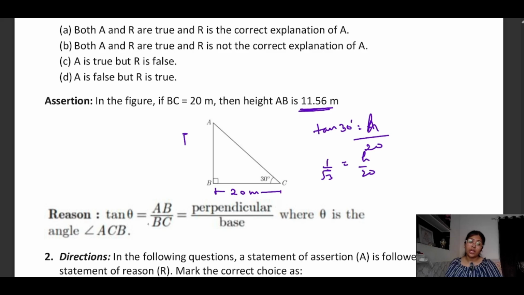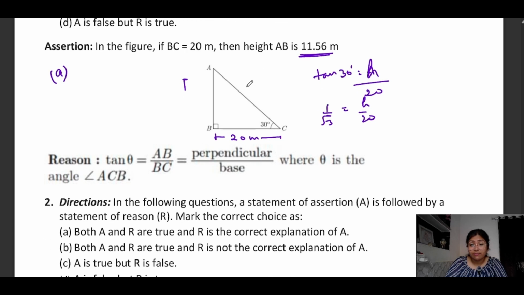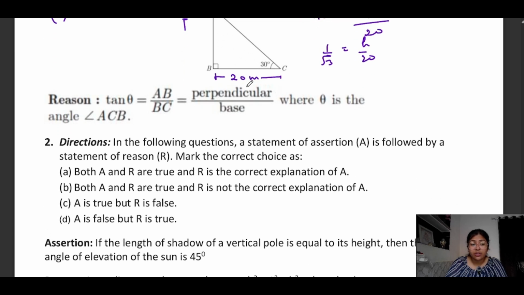Tan theta is equal to AB over BC, perpendicular over base, where theta... Yes, the reason is explaining the assertion. So if the first statement is true and the reason is also explaining it, our option A will be the correct answer. If the assertion is false but the reason is true, it will be D. But in this case, I think A is the correct answer. Let me know if I am wrong or correct.